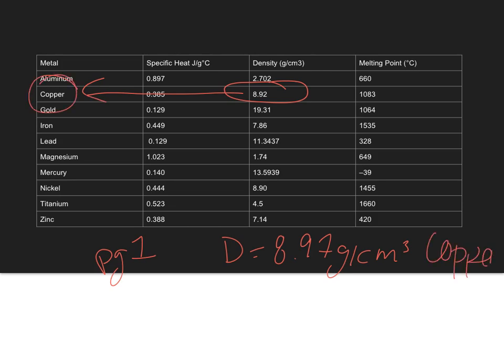There's another value that's a little bit close, right? We have 8.90 down there. But I would say that 8.92 is definitely closer, 0.02 closer to the value we calculated.